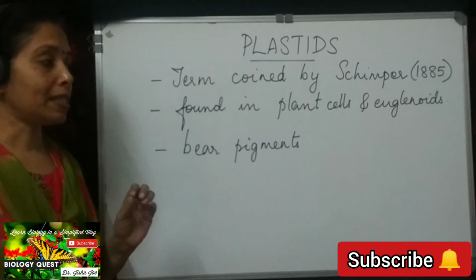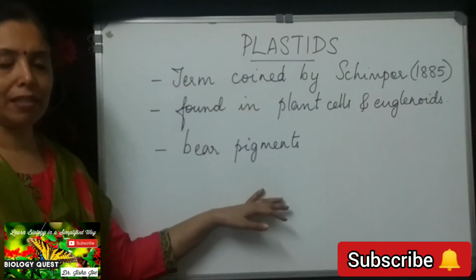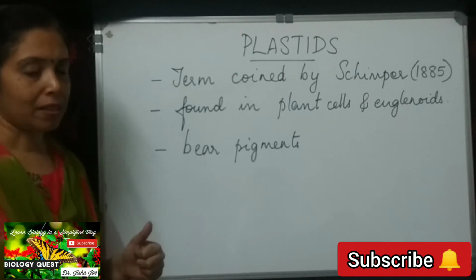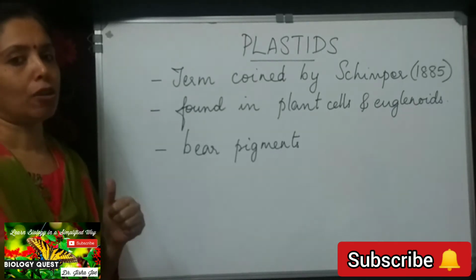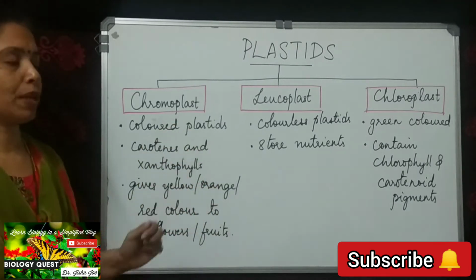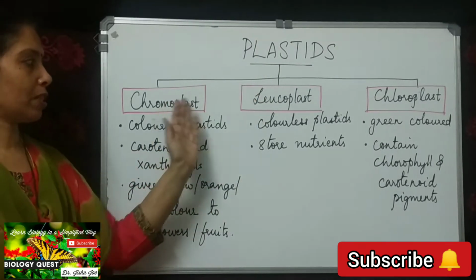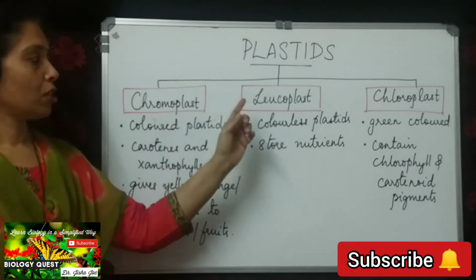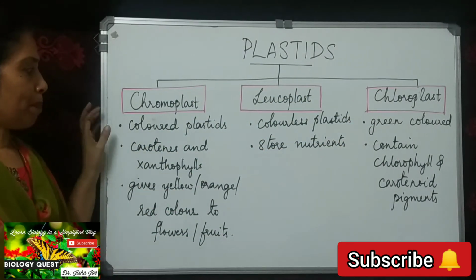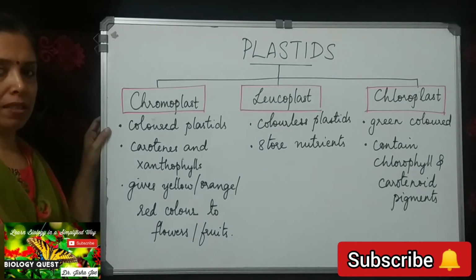Now, based on the type of pigments present, plastids are of three types: chromoplast, leucoplast, and chloroplast. Chromoplasts are colored plastids.